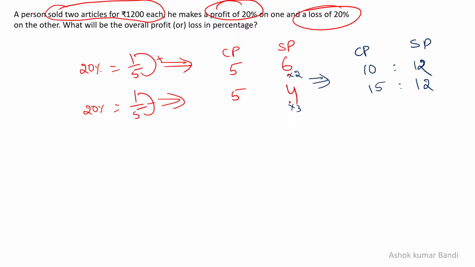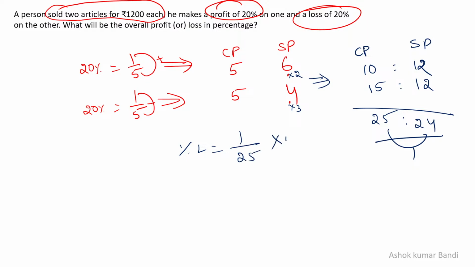So see this one, he is buying for 25 rupees, but he is selling for only 24 rupees. So there is a loss of 1 rupee. Now how are you going to find out the percentage loss? Percentage loss equals loss by your CP into 100. The same formula, you are going to get 4%.